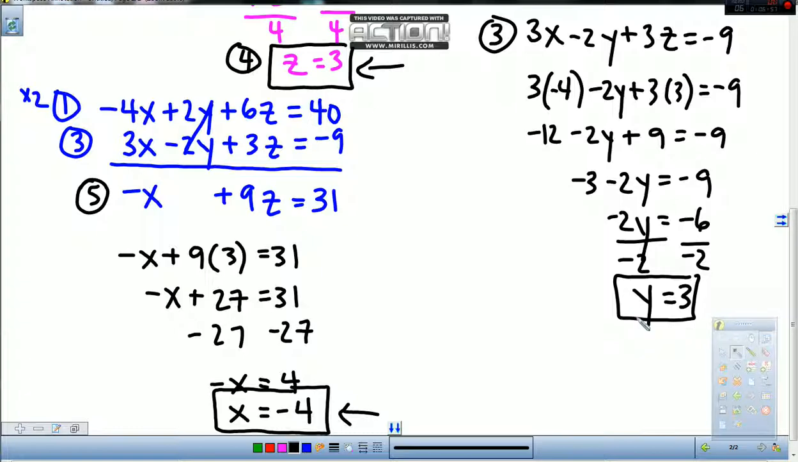Before I finish, I want to write this as my three-dimensional point. So x is negative 4, y is 3, and z is 3. Oops, don't forget my parentheses. All right, so this is the point that the three planes listed above come into contact with each other.